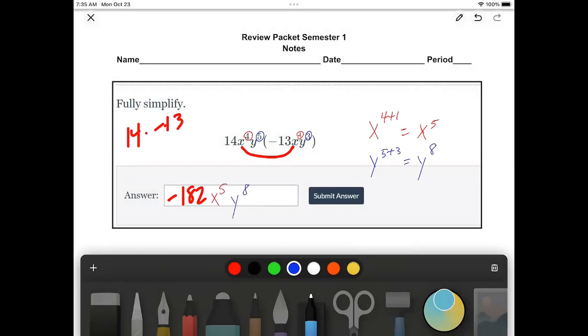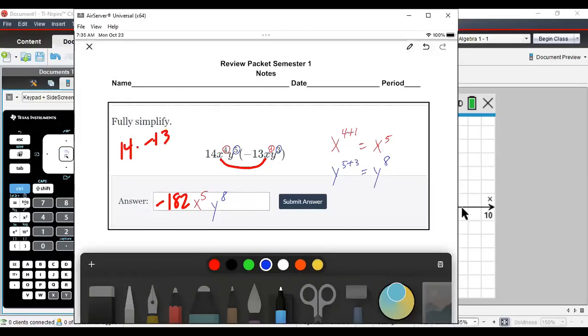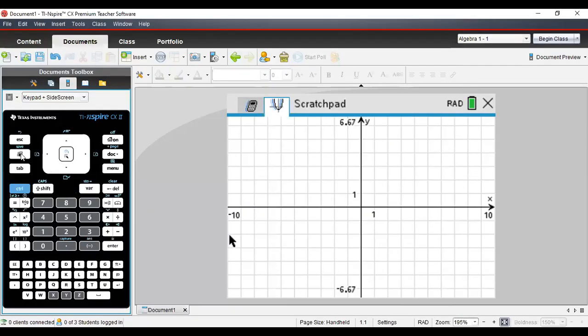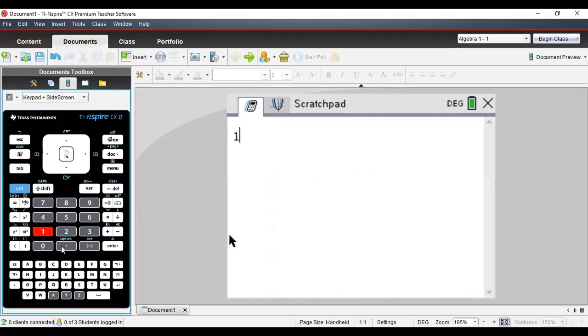Now, this is what you should do. When you get your answer, you should store numbers. So let's use the calculator and store some numbers. I'm going to put 1.25 and store that into X, and then 2.25 and store it into Y.